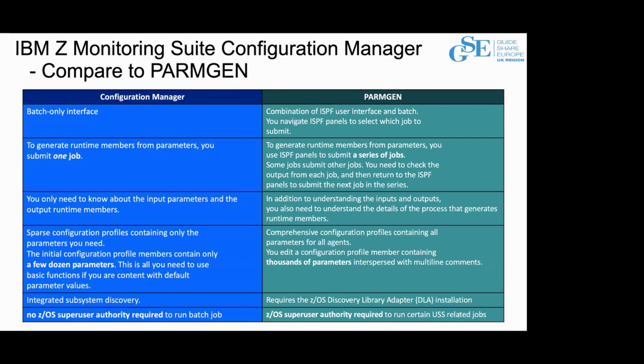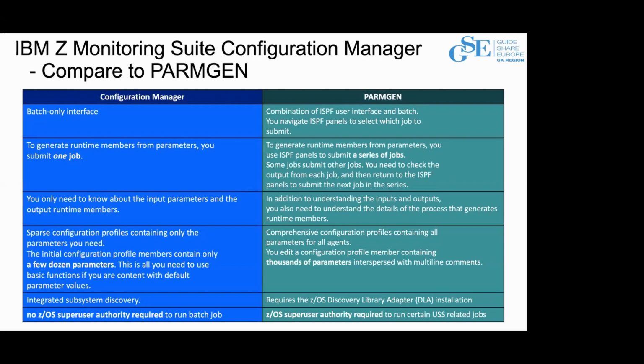We said the Configuration Manager uses sparse configuration profiles, containing all the parameters you need, and there'll be a few dozen parameters exposed. If you're happy with the default parameters, as I mentioned earlier, we don't expose them. Within the PalmGen process, you see all of those and you need to edit them if you need to view them. There's a lot of comments and it just gets a bit messy. Integrated subsystem discovery: as I said earlier, the Config Manager provides a lightweight discovery mechanism, and you do not need to install the discovery library adapter as you do with PalmGen today.